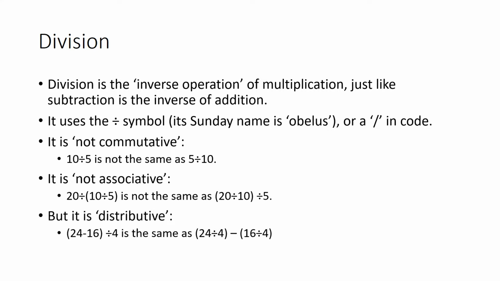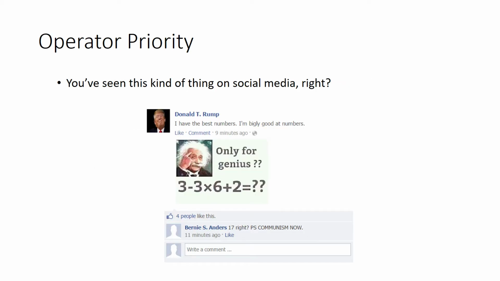But it is distributive, just like the multiplication operation. So 24 minus 16 in brackets, then divided by 4. You can distribute the divide by 4 between the things inside the brackets. So 24 divided by 4 minus 16 divided by 4. But the order does matter.